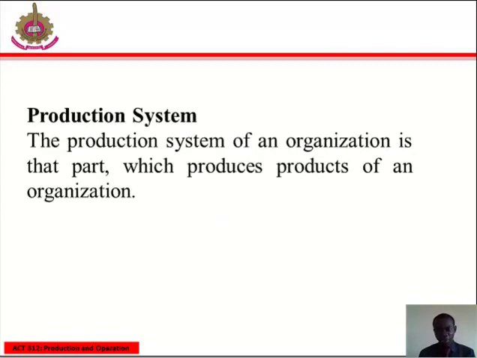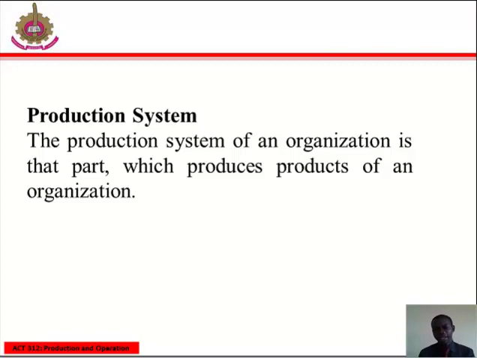Let's talk about production system. The production system of an organization is that part which produces products of an organization. It is the activity whereby resources flowing within a defined system are combined and transformed in a controlled manner to add value in accordance with the policies communicated by management.